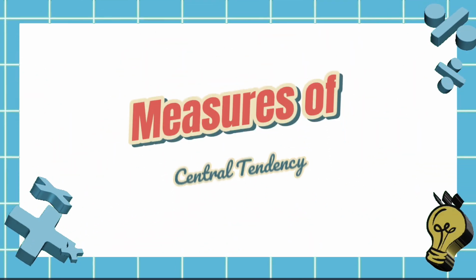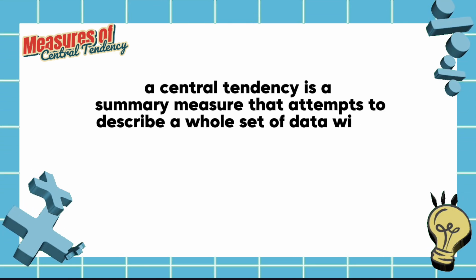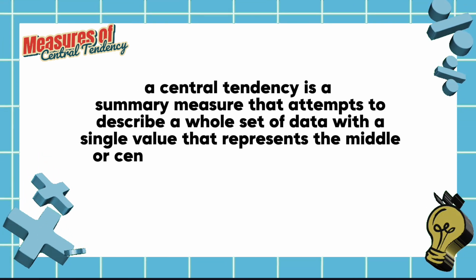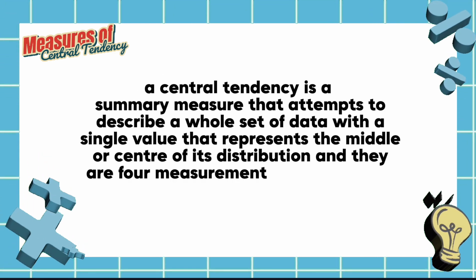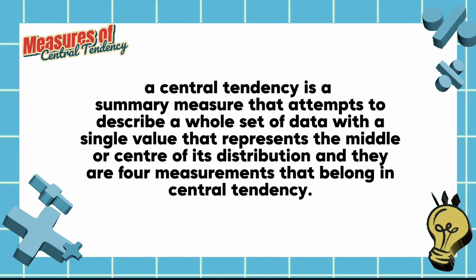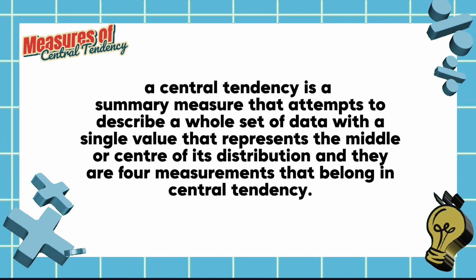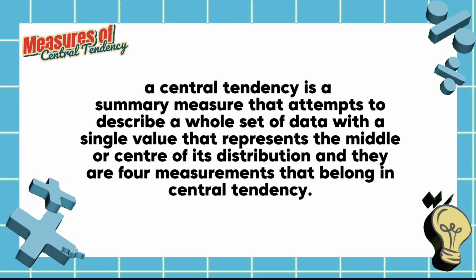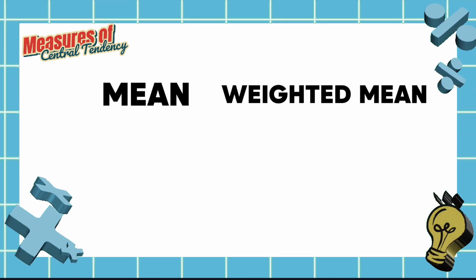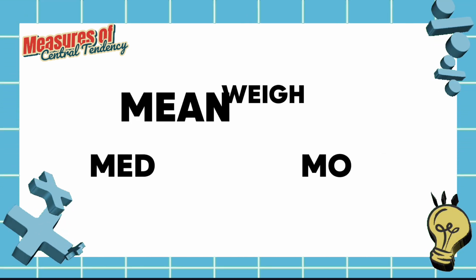In statistics, a central tendency is a summary measure that attempts to describe a whole set of data with a single value that represents the middle or centre of its distribution. And there are four measurements that belong in a central tendency. These are the mean, weighted mean, median, and mode. Let's start with the mean.